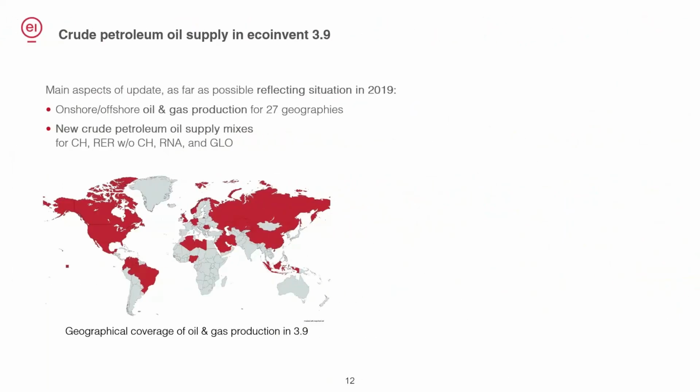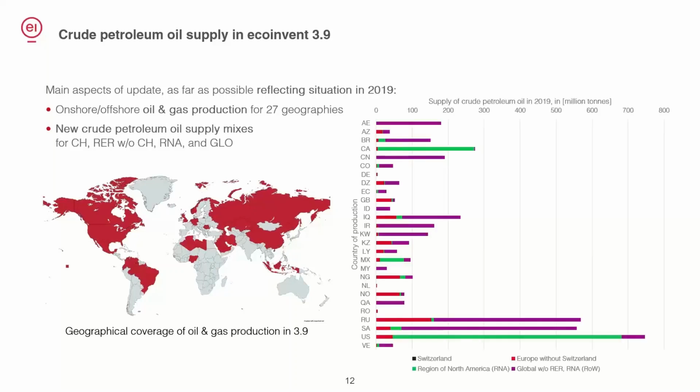So this map on the left-hand side of the slide illustrates the 27 producing countries covered by the update. And on the demand side, we have introduced regionalized consumption mixes for Switzerland, Europe without Switzerland, and the region of North America, again representative of the supply situation in 2019. And the rest of the world mix was here derived as the difference between global production and the sum of supply to these regional datasets covered in the database. So that is the share shown here in the graph on the right-hand side, shown in purple.